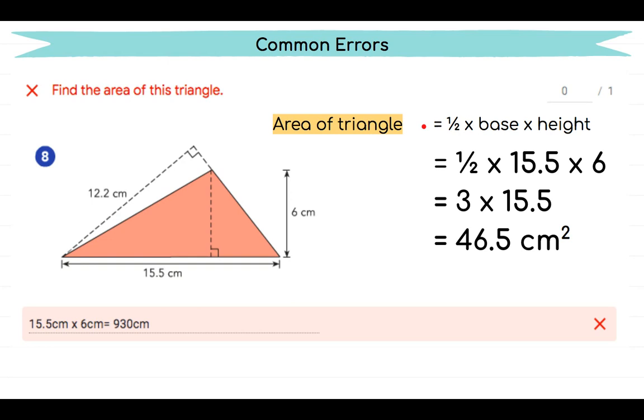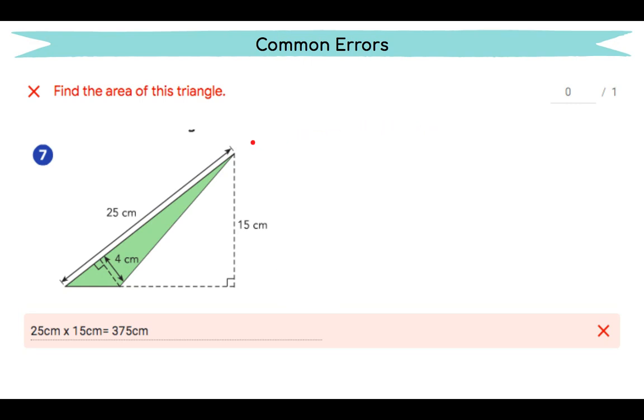Okay, let's look at the last example. This one again, they give you a number to trick you. They give you the base length, which is 25 centimeters. Now remember that the height has to be opposite to the base. So this height is not opposite to the base because it's not perpendicular to the base. So this is actually the height. The height is actually 4 centimeters right here, because this line is perpendicular, or 90 degrees, from the base.